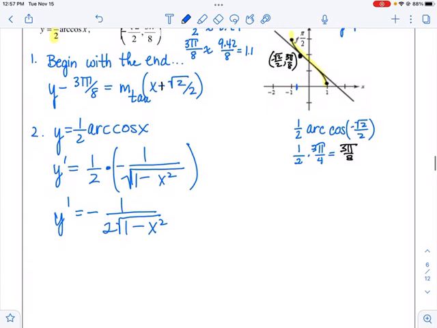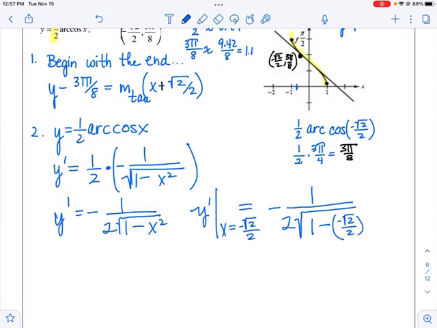So now what we need to do is take y prime and evaluate it when x is equal to negative root 2 over 2. So we're going to plug that in, and we get negative 1 over 2 times the square root of 1 minus a negative root 2 over 2, and then we're going to square that. So it turns out that that is equal to negative 1 over 2 times the square root of 1 minus, and when we square that, we're going to get 2 over 4. So that's 1/2.